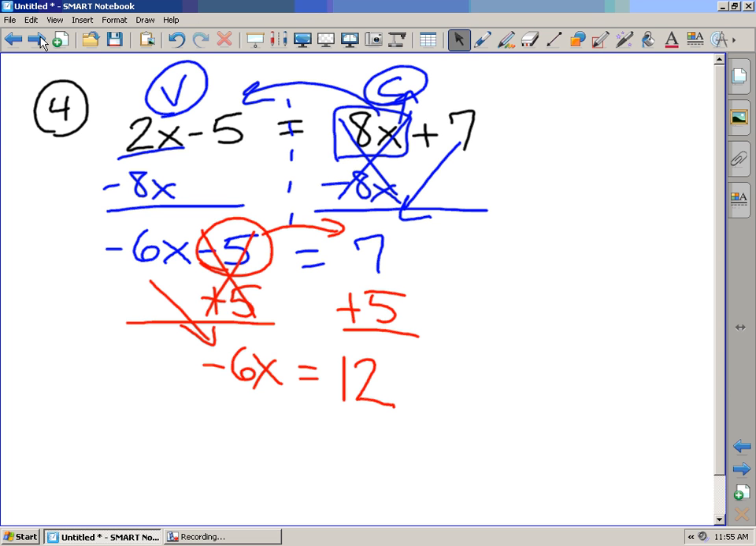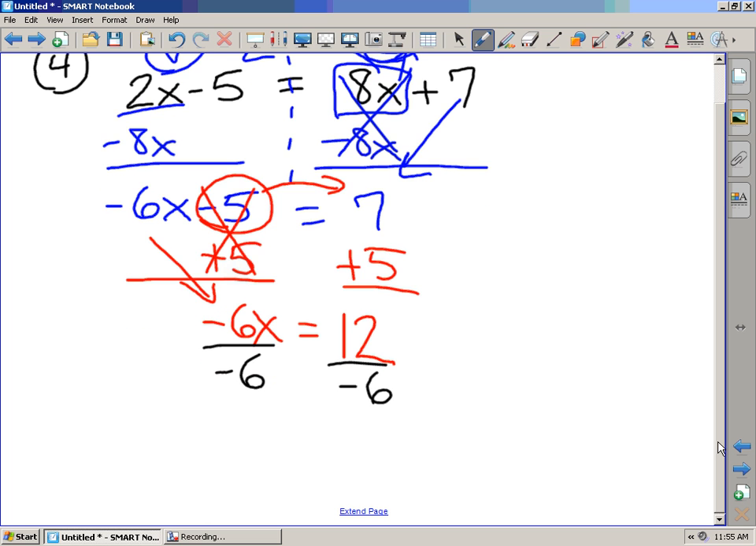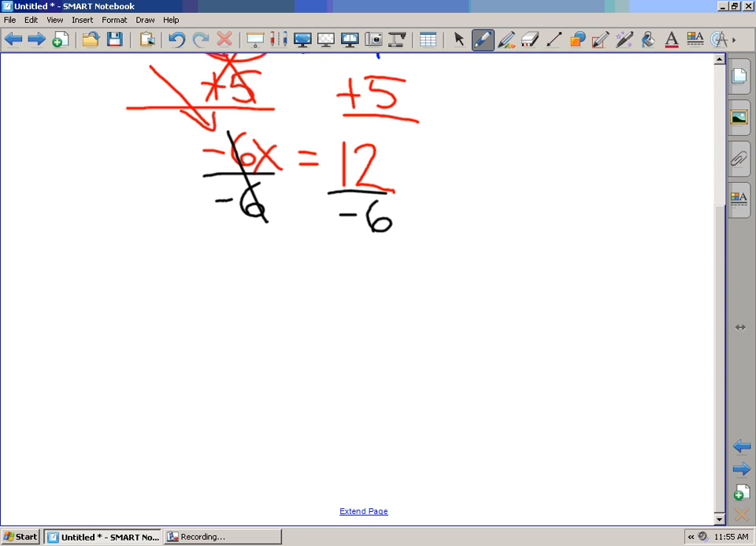And then the final step is to divide each side by a negative 6, because that's the inverse of multiplication. So x equals a negative 2. All right, next problem.